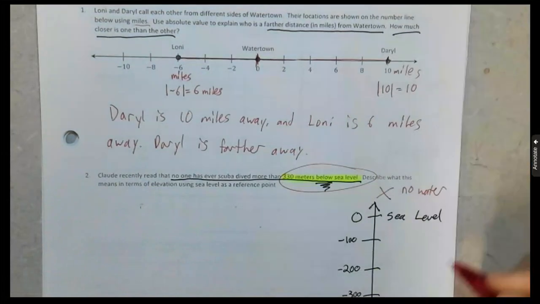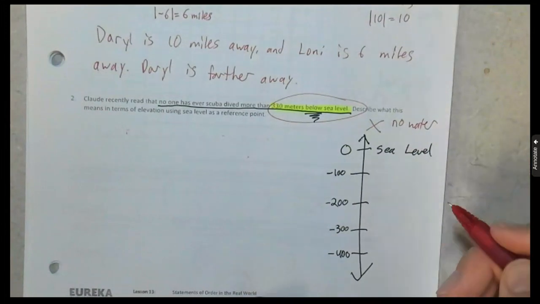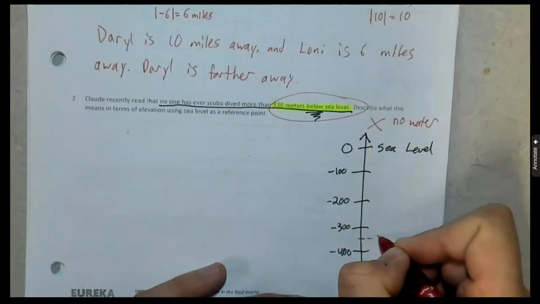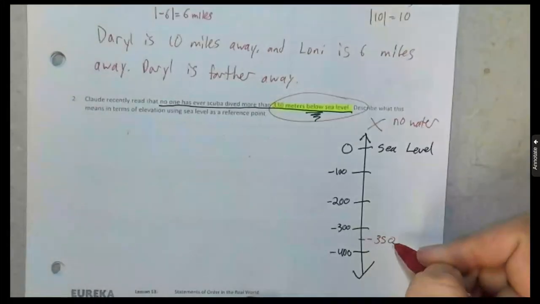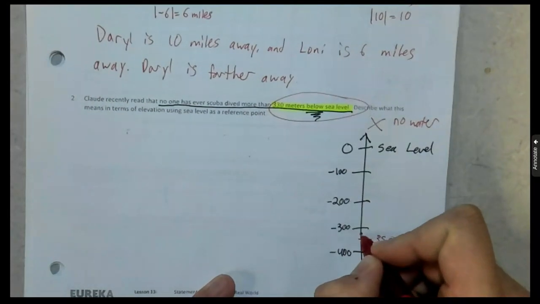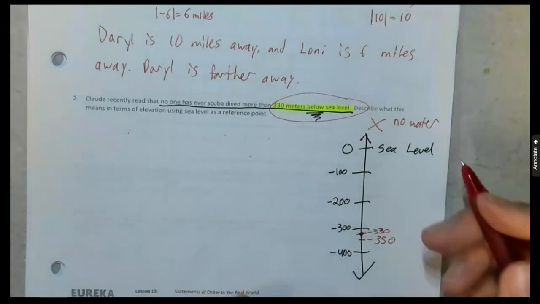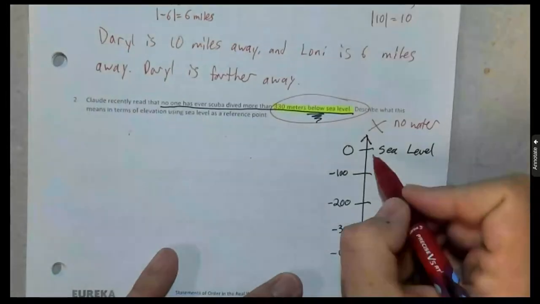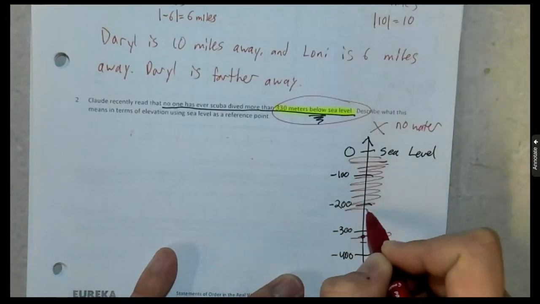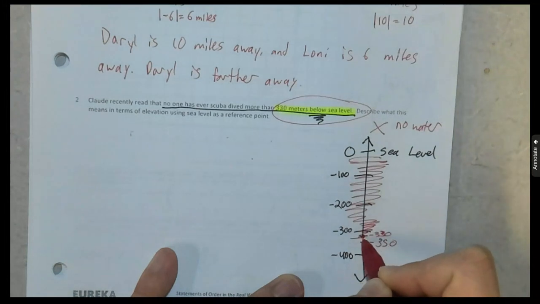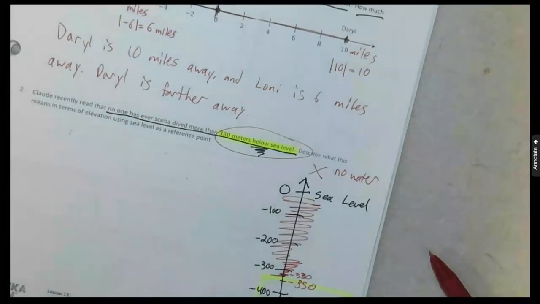There's really no water. So scuba diving, here's sea level, here's into the water. No one's ever scuba dived more than 330. So here's, halfway in between -300 and -400 is -350. So -330 would be right around there. So what this means is, people have scuba dove here, all the way, I'm shading it, here, here, here, here, here, and then it stops. And no one has scuba dove lower than this.